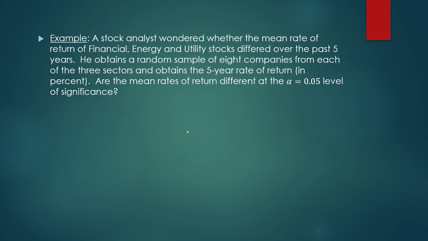Example 2. A stock analyst wondered whether the mean rate of return of financial, energy, and utility stocks differed over the past 5 years. He obtains a random sample of 8 companies from each of the 3 sectors and obtains the 5-year rate of return in percent. Are the mean rates of return different at alpha equals 0.05 level of significance? We are talking about 3 different groups, financial, energy, and utilities, so I know again that this must be an Anova test, since we're talking about 3 different groups.